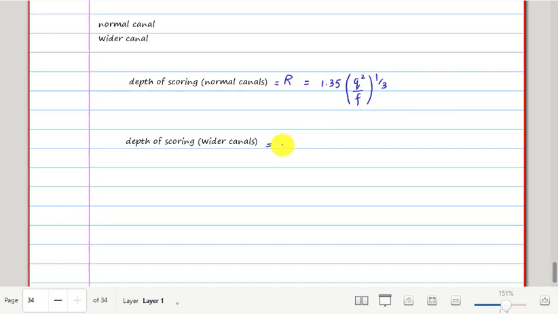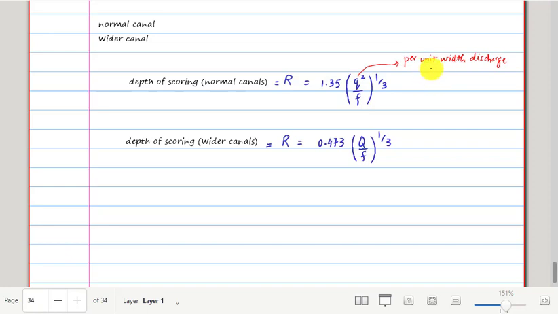Okay, and in case of wider canal, we can find the depth of scouring by using the formula 0.473 into capital Q divided by F raised to the power 1 by 3. Okay, this capital Q is discharge, but what is this small q? This q is per unit width discharge. This is known as per unit width discharge.